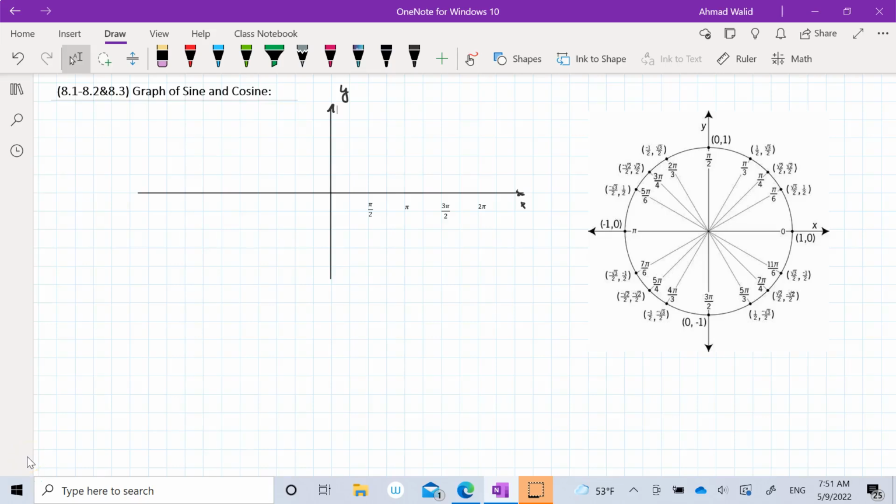Hello all, let's start chapter 8. In chapter 8, we will cover the graph of trigonometric functions. Of course, we will start first with graph of sine and cosine.